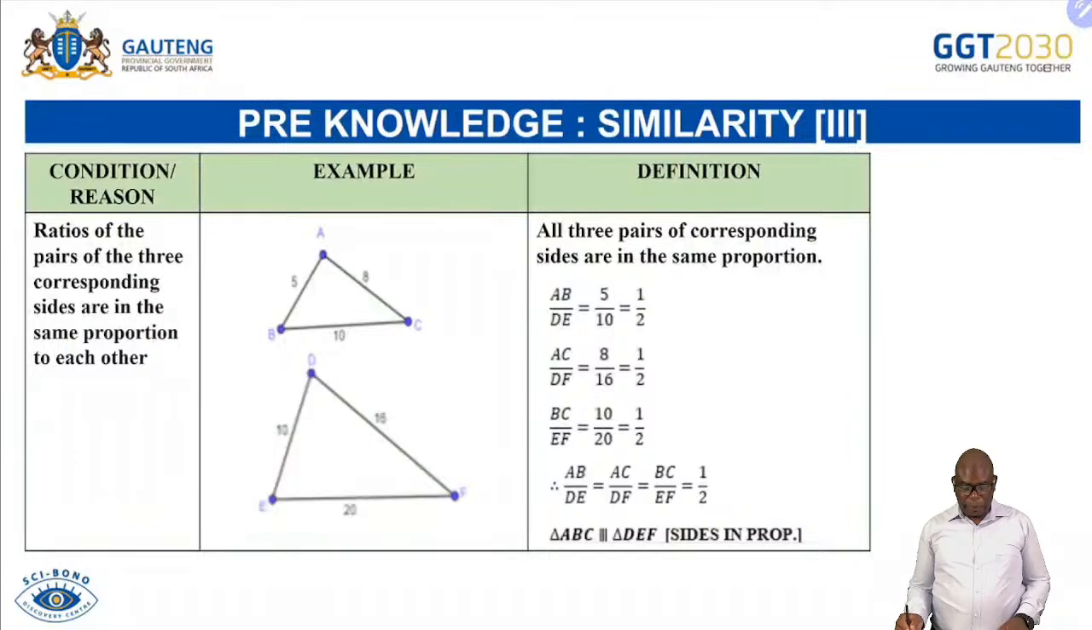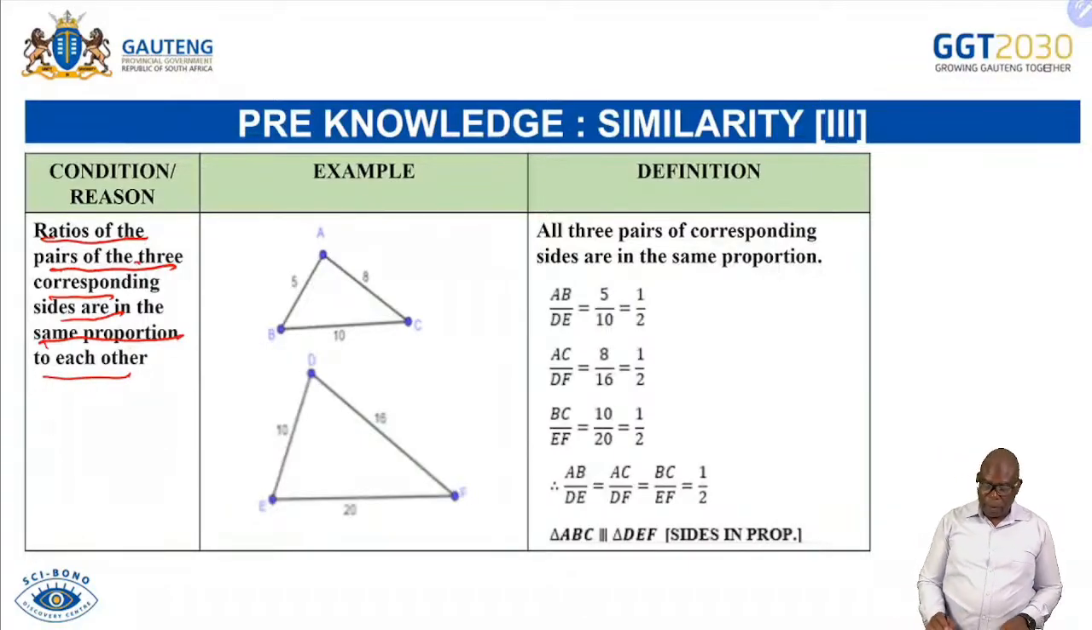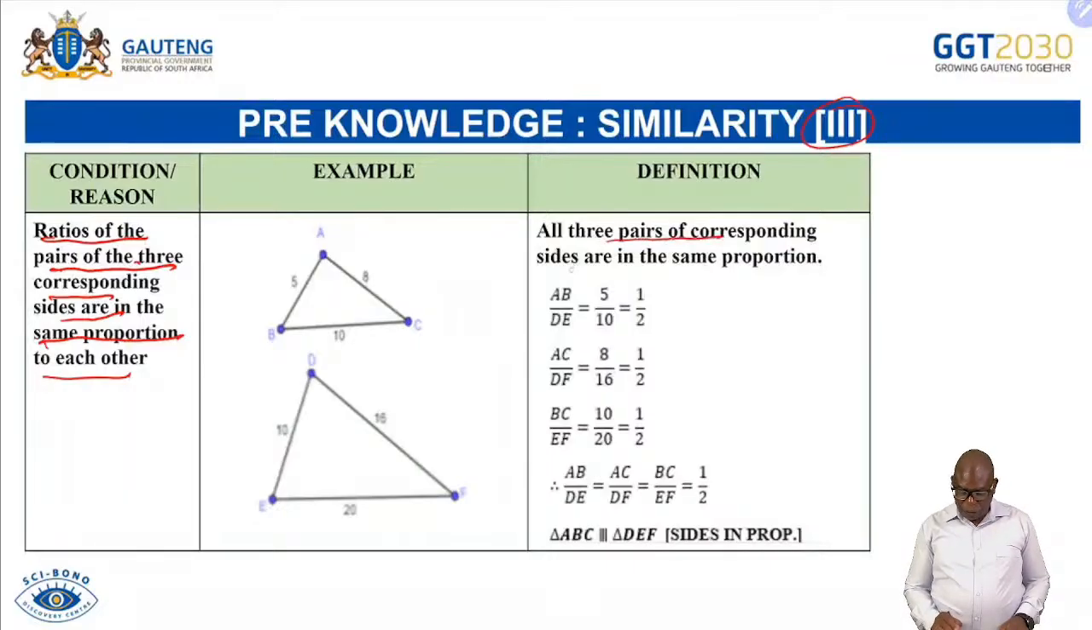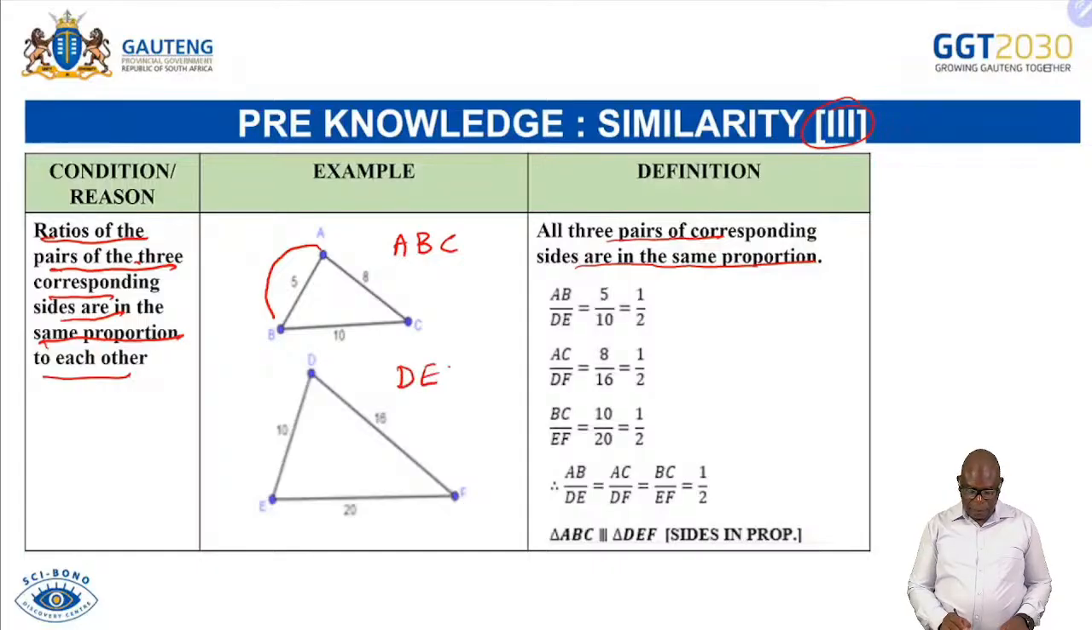Let's check the next one. The next one says, if the ratios of the pairs of the 3 corresponding sides are in the same proportion to each other, therefore we say the 2 triangles are similar. The sign for similarity is that all 3 pairs of corresponding sides are in the same proportion, which means if I take AB, remember this is triangle ABC. This is triangle, we can call it triangle DEF.